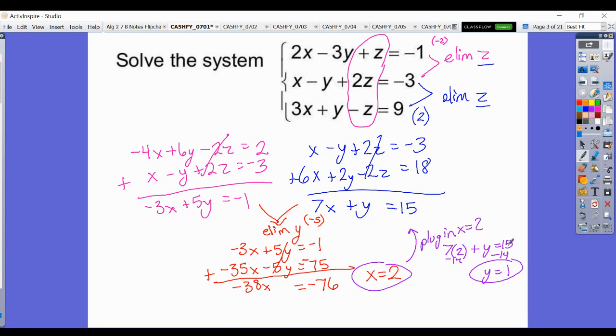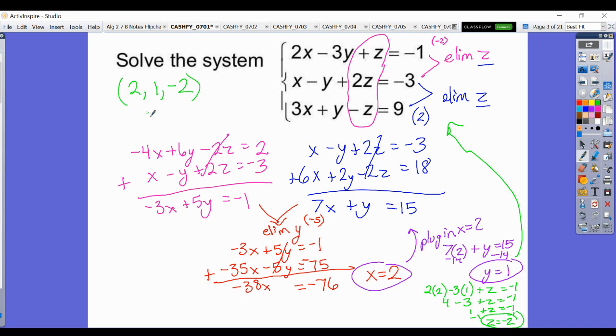And then now that I know x and y, I can go all the way up to the very top and use any of those three equations. So I'm just going to go with the first one because it's the first one I see. So if I plug in a 2 for x and a 1 for y, plus z equals -1. That's 4 minus 3. That's 1. And I subtract 1, I get -2. This is off the screen, but z equals -2 is my third answer. So the answer is x is 2, y is 1, and z is -2.